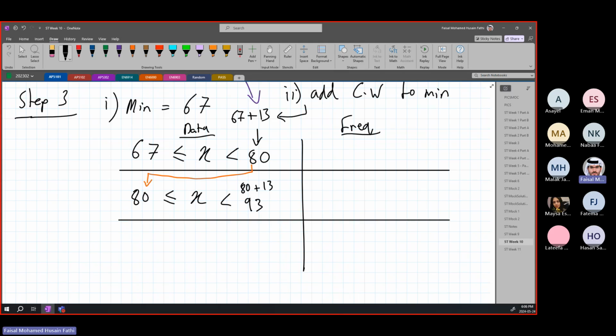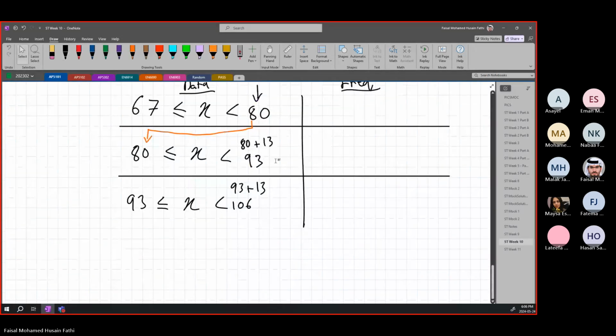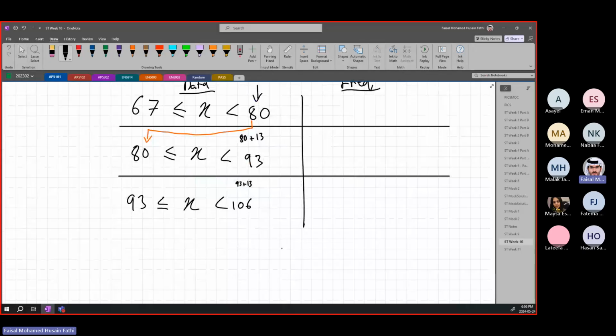And you're going to keep repeating the same process for each and every step. So this is going to be 93 plus 13, which is 106. Let me make this a bit smaller so you know that the actual value is 106 and 93. So 93 plus this 13 gives you 106. Again, this is our third class.